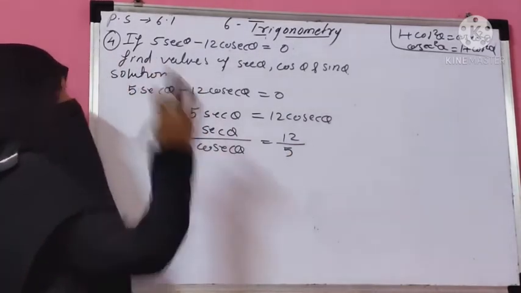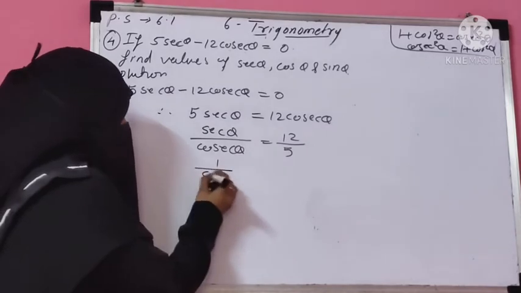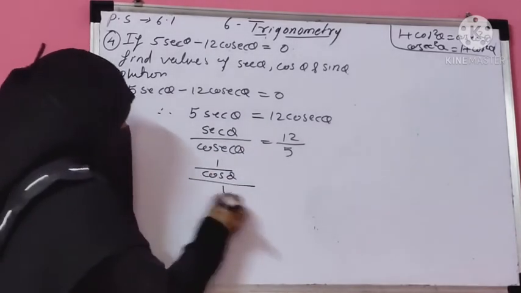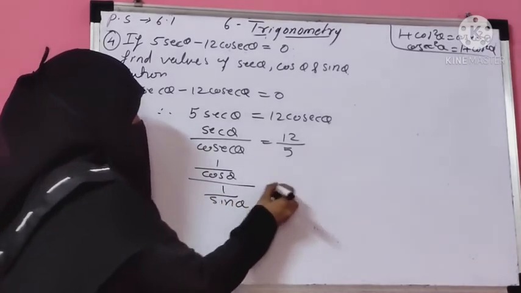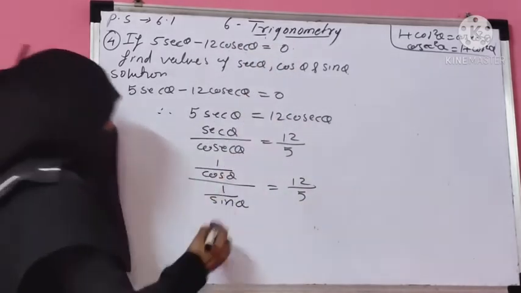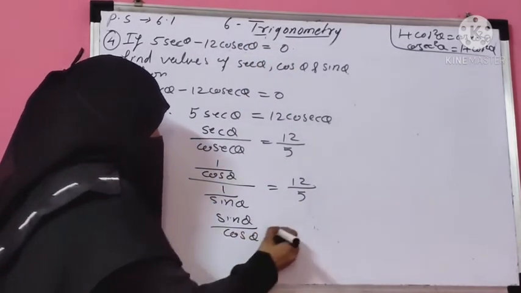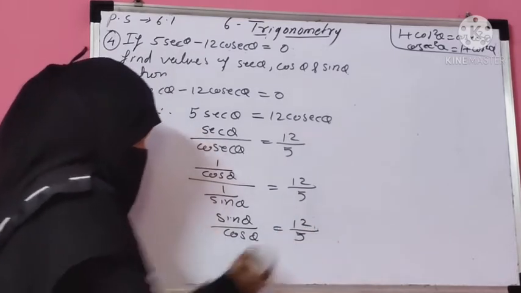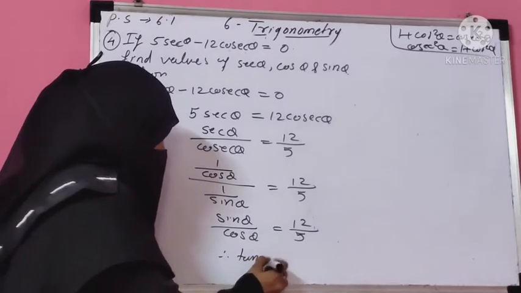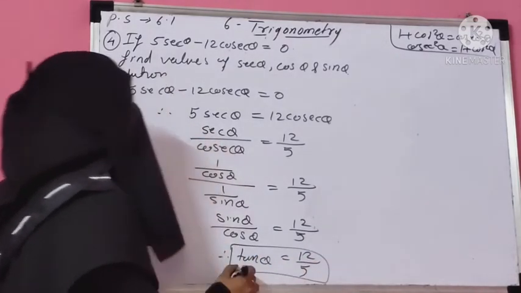Okay. Sec is nothing but the inverse of cos, so it's 1 upon cos theta, and cosec is the inverse of sine, 1 upon sine theta, is equal to 12 upon 5. Divide, convert to multiply, then it becomes sine theta upon cos theta is equal to 12 upon 5. Sine theta upon cos theta is tan theta. So therefore tan theta is equal to 12 upon 5. Here you get the value of tan theta.